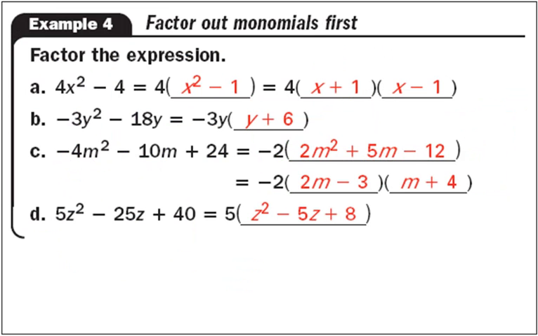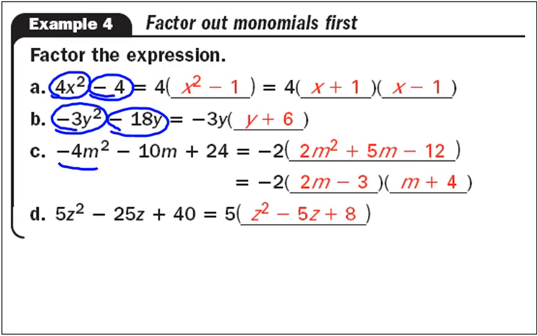Last thing I want to hit on in these podcasts for 4.4 is that sometimes I need to factor out a term from everything before I go. So in this case, you can see I can take a 4 out of both of these terms. In this example, I can take a negative 3 out of both of these terms. In this example, I can take a negative 2 out of all of these terms. And the reason I do that is that it simplifies what's left to factor.